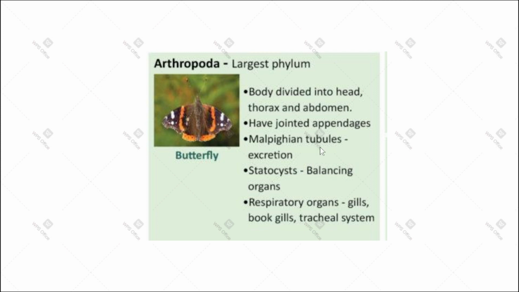Malpighian tubules are used in excretion. Statocysts are known as the balancing organ. Respiratory organs are present in the form of gills, book gills and tracheal system. Please remember all these points by heart. These are the most important points down here.